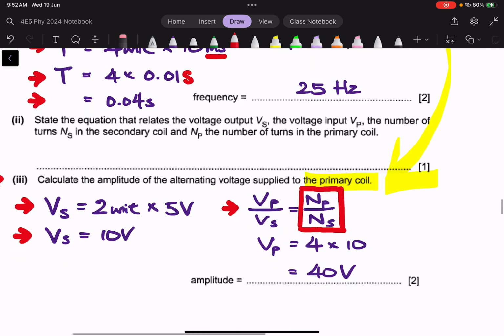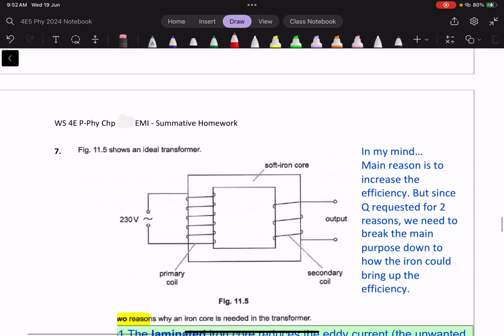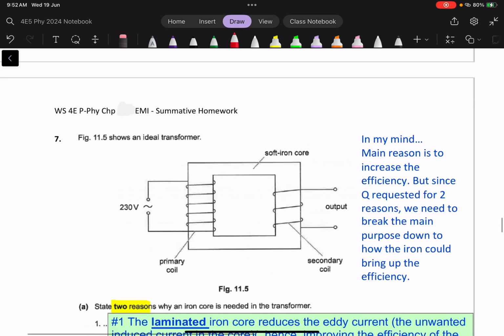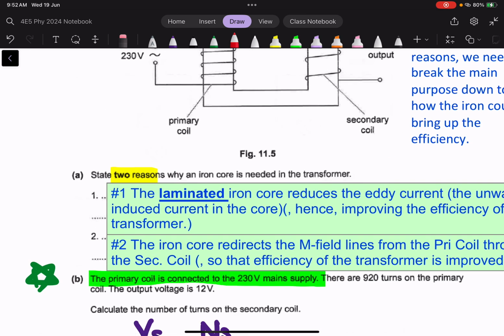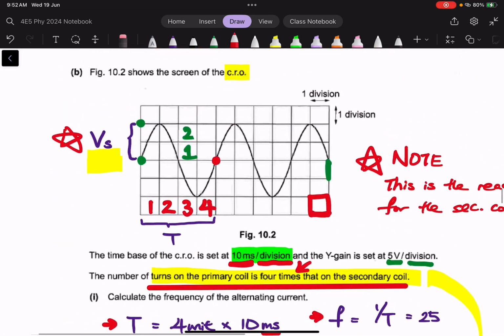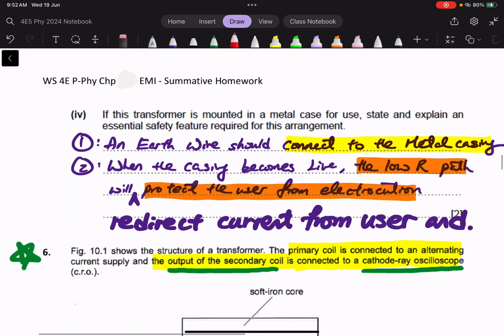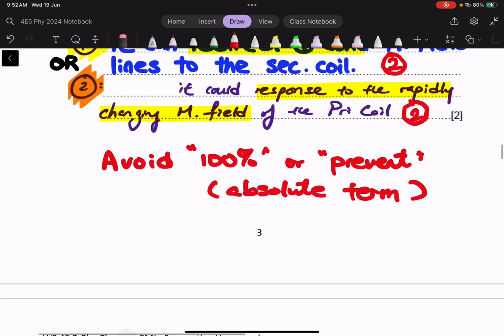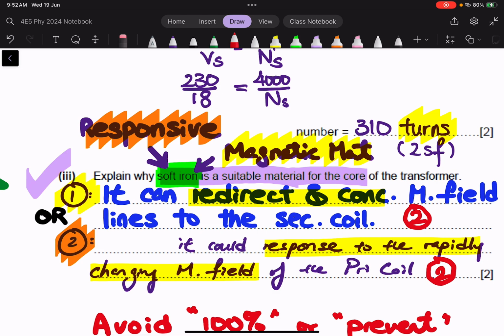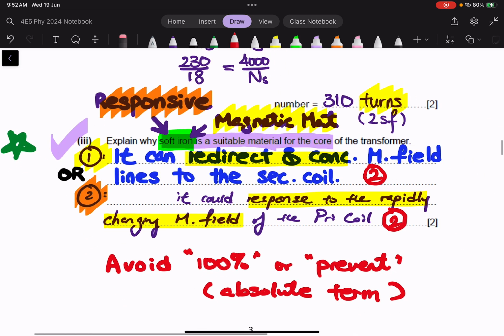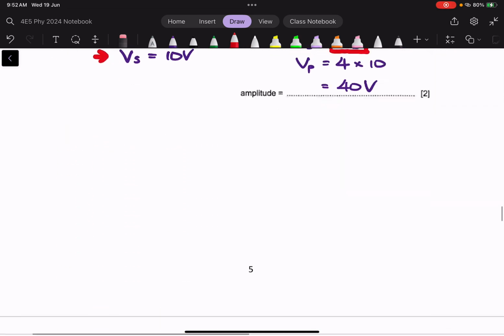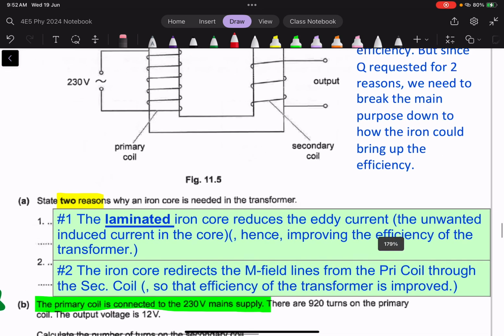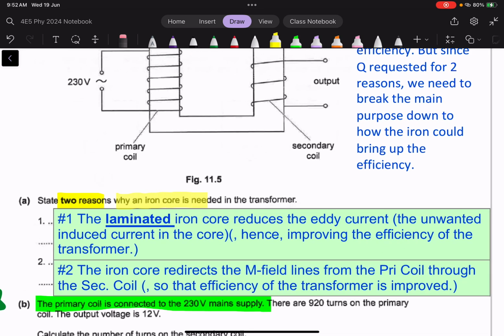Alright, okay, we will push for one more question before we take a break. So for question 7, it is an O-level question. Why I picked this question is, if you recall, previously in this video, we asked ourselves why do we want a soft iron as a core. Then in another year, instead of asking why you want iron as the core, they ask you, why do I need a core?